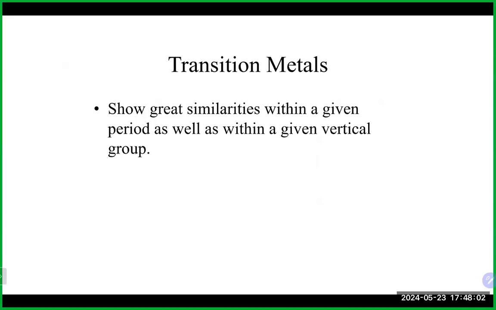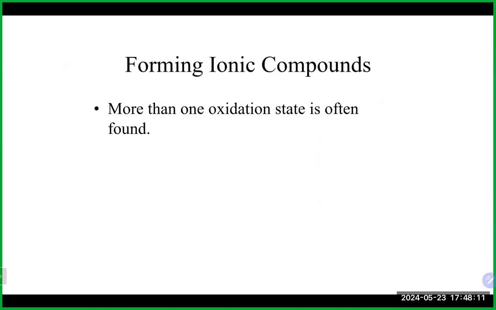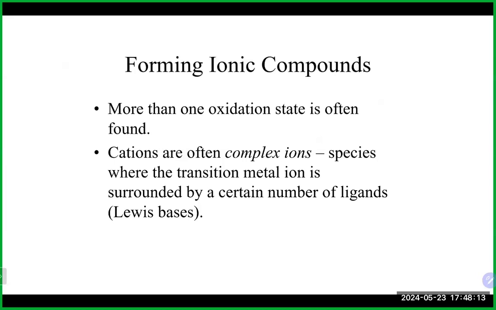So as we know, transition metals do show very good similarity as you go across a period. Also within a vertical group, they have very similar types of characteristics. More than one oxidation state is usually found there. And they are, as I mentioned before, pretty much the most of the metals that you will find in these complex ions that we're going to talk about.